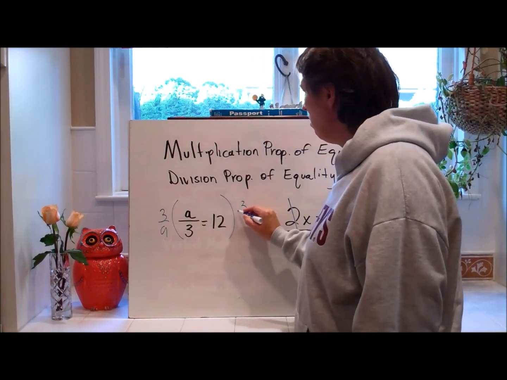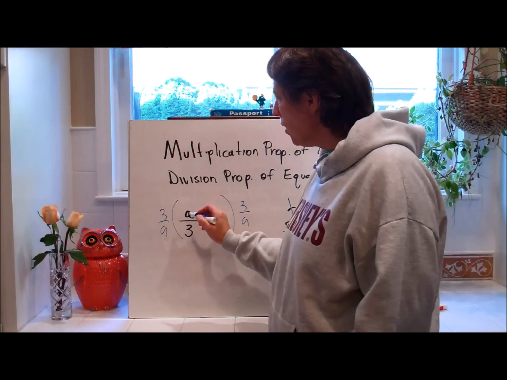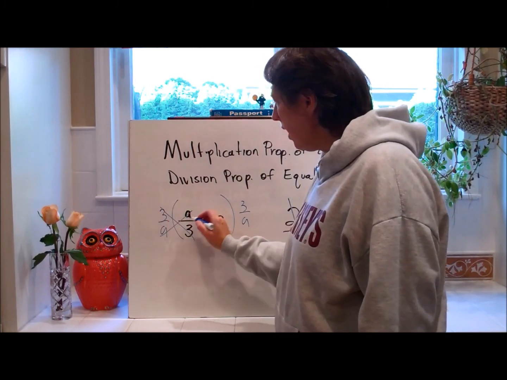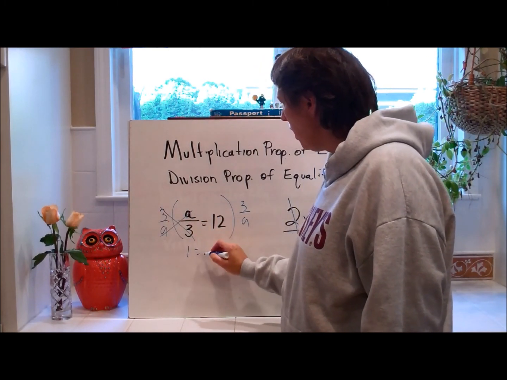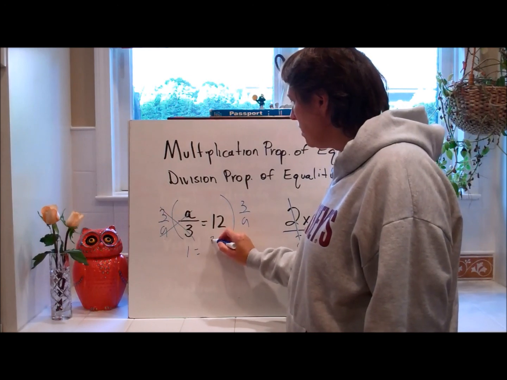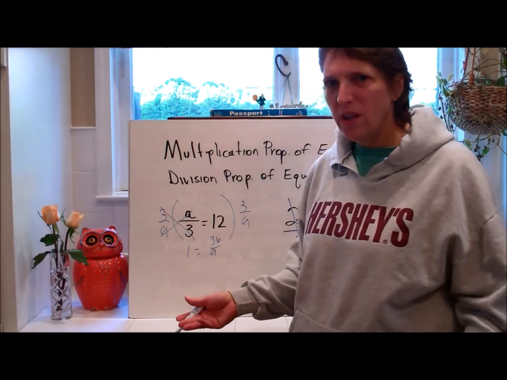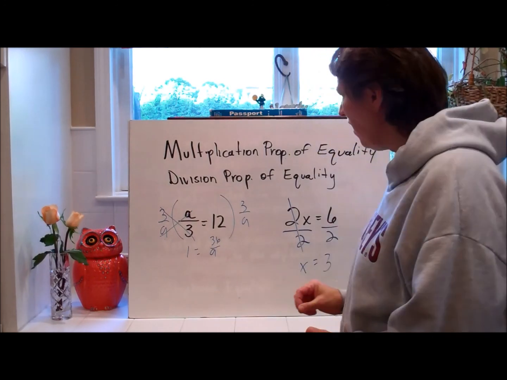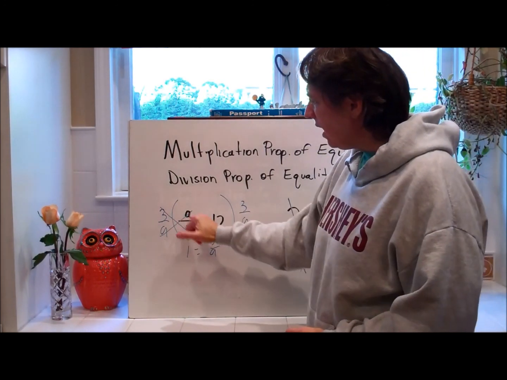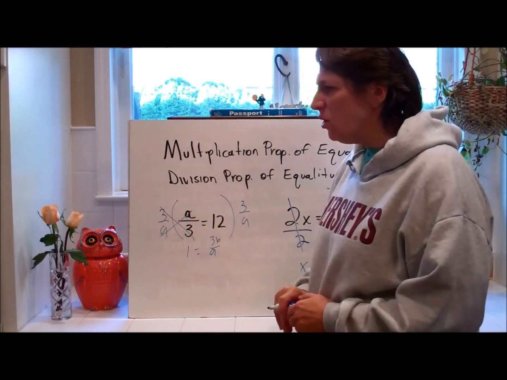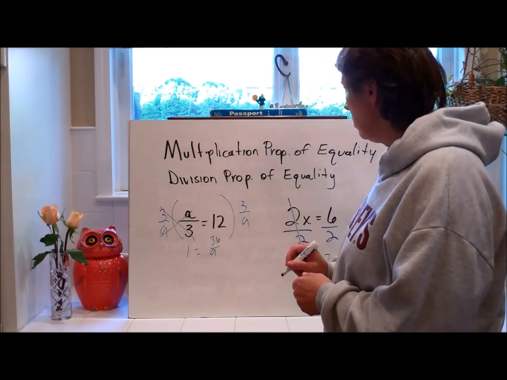That's a no-no. You do that, then watch what happens. Everything cancels, you're left with 1, and you've got 36 over a. You didn't do any good. You didn't do yourself any good or any favors. So you don't do that.